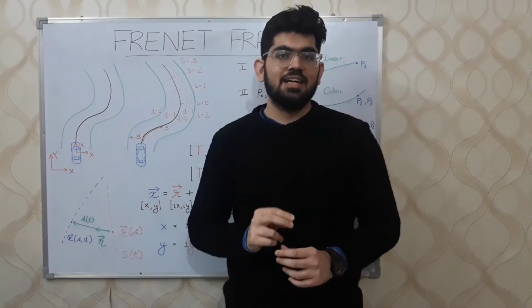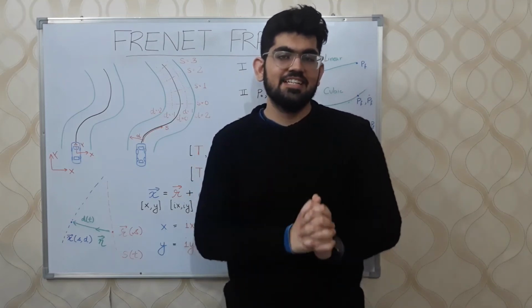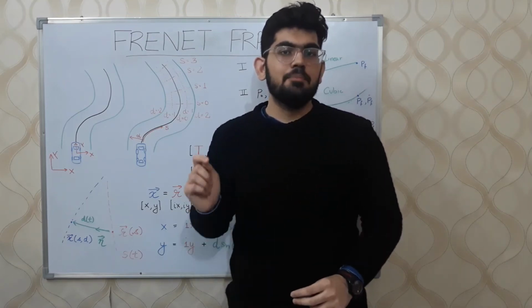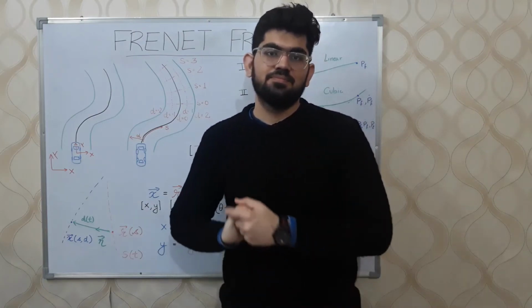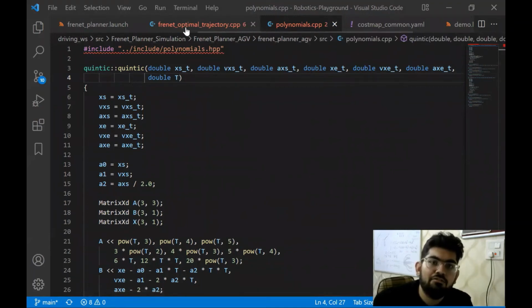Alright, so this is it that we had to discuss for Frenet frame based optimal trajectory generation. Now let us have a brief look at the code. All the code that we are going to discuss is already uploaded on GitHub, and the link to that would be in the description box below. The main implementation of the Frenet frame algorithm is present in these two files, polynomials.cpp and Frenet optimal trajectory.cpp.